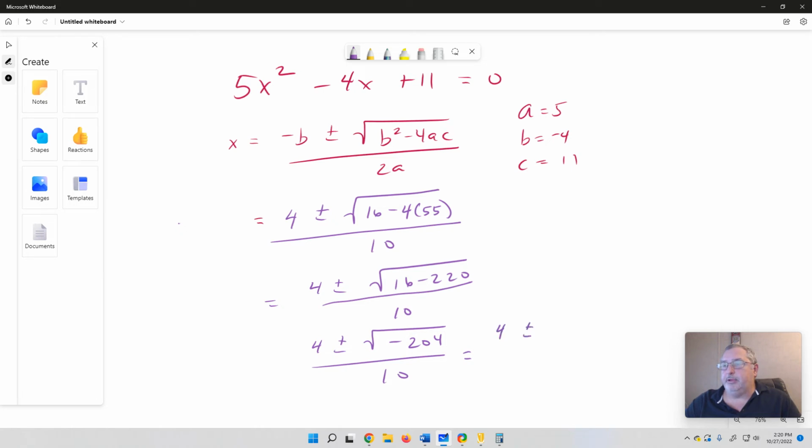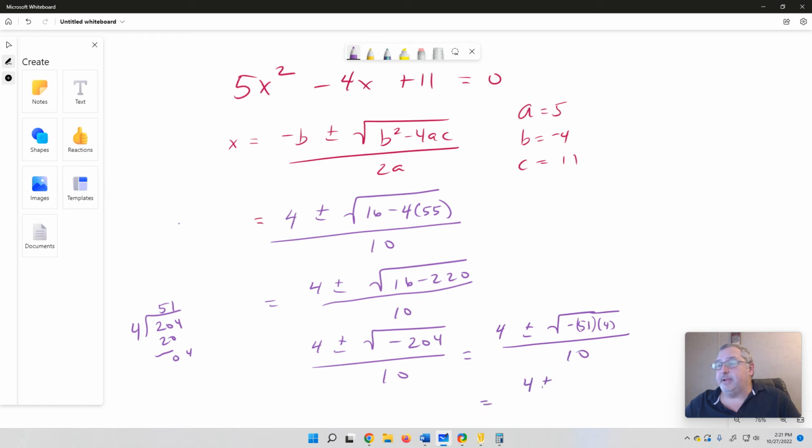4 plus or minus. I'm going to factor out a perfect square. I know that 4 goes into 204 51 times, so I have -51 times 4. 4 is important because it's a perfect square. I can take the root of 4 out. Then I'm just going to simplify this.